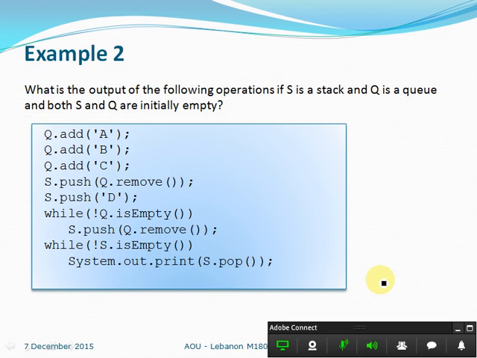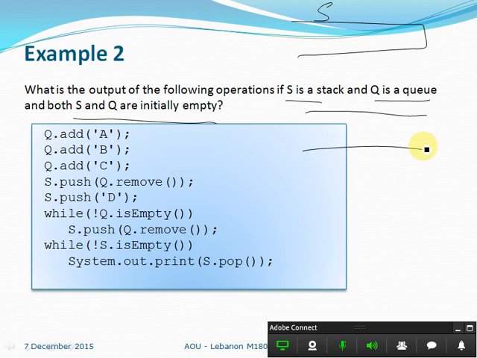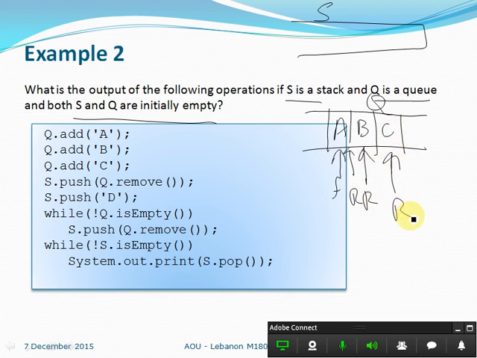What is the output of the following operation if the stack S and queue Q both initially are empty? So let us draw a queue and a stack. Let's say this is a stack S and this is a queue. Q.add(A). First it will add A. Now this is your front, this is your rear. Then Q.add(B), add B. Now this is your rear. Q.add(C), add C. This is your rear. So here your front is A, rear is C.